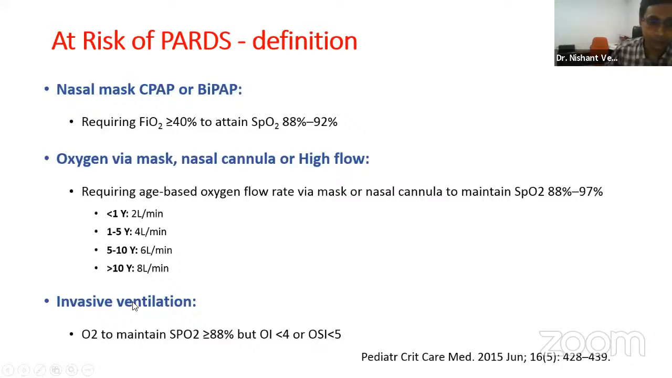Similarly, for a child with invasive mechanical ventilation, if he or she has an oxygen index of less than 4 or OSI of less than 5, but needs oxygen to maintain saturation of above 88%, he or she should be monitored carefully, because he is at risk of developing ARDS.